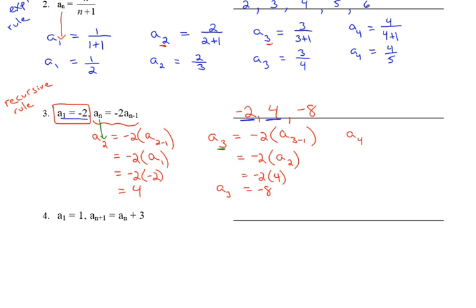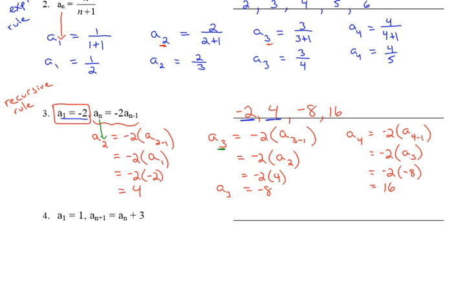We need the fourth term. Right now we have 3, so we're looking for the fourth term. So everywhere I see an n, I'm going to substitute a 4. And then I'm going to simplify. a sub 4 minus 1 is really a sub 3. And I just found a sub 3. I know that a sub 3 is negative 8, because that's the third term. Negative 2 times negative 8 is positive 16. So the fourth term in my sequence is positive 16.